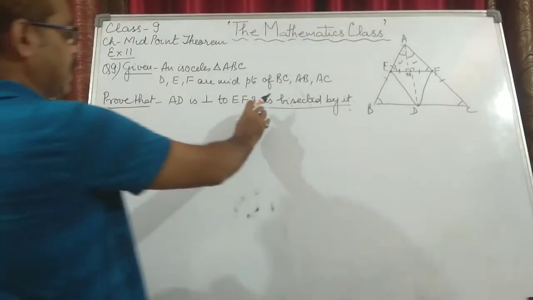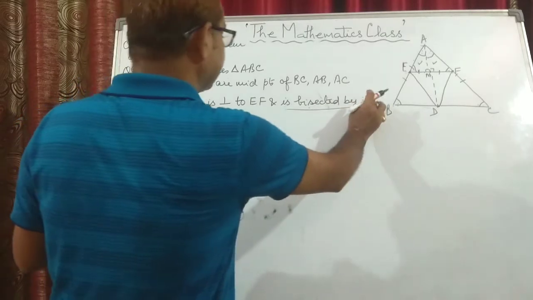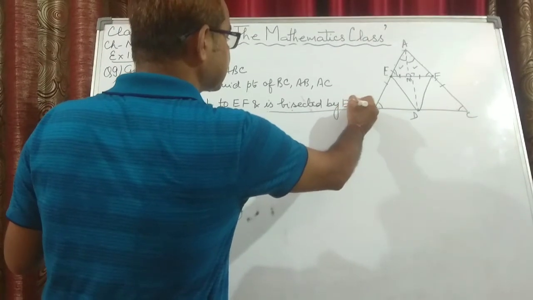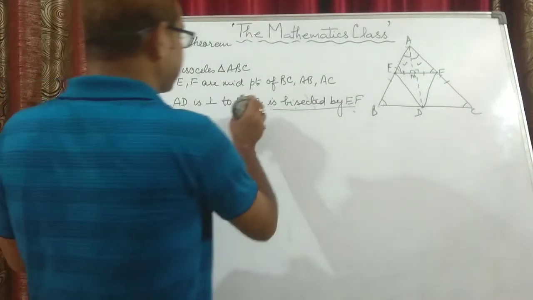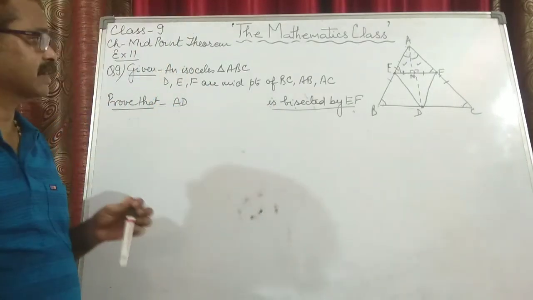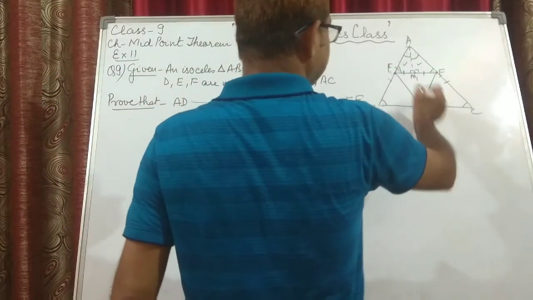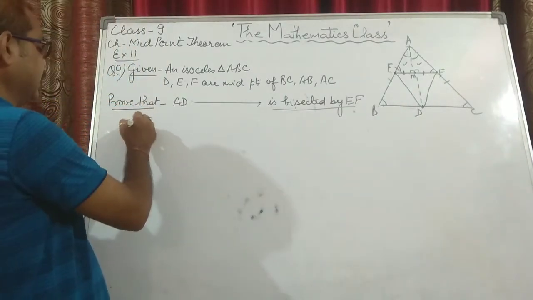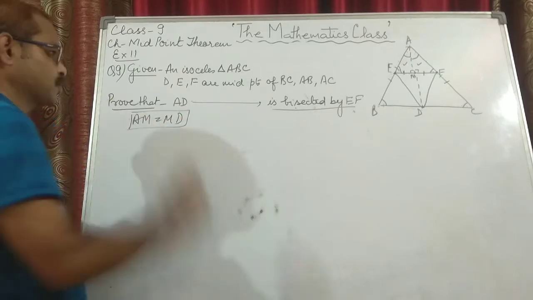Now the second part is we have to prove that AD is bisected by EF. One part has been proved, so I'm writing that AD is bisected by EF. We have to prove AD is bisected by EF. Means we have to prove that AM is equal to MD. This is what is required to prove.